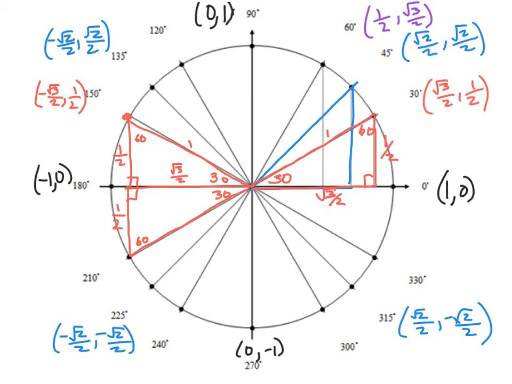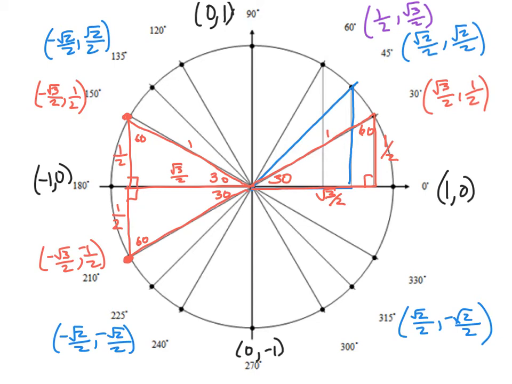Across from the 60, I've already labeled that, radical 3 over 2. So now to get to this ordered pair right here, I'm going to go radical 3 over 2 to the left, so the x-coordinate is negative, but then I'm going to go 1/2 down, so the y-coordinate is also negative.